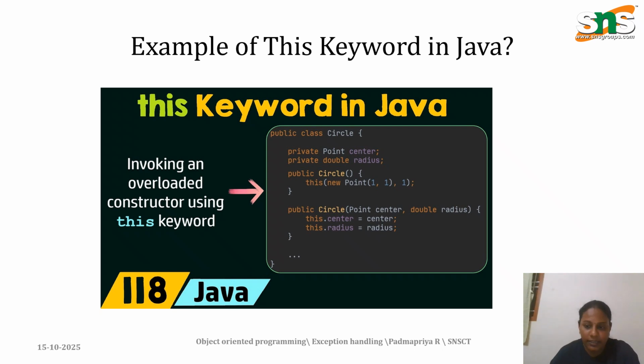Generally, the this keyword in Java can be used for invoking an overloaded constructor. Here Circle is the class, and under this concept we define the this keyword in a particular method call. Under this method, we explain the variables by using the this keyword.